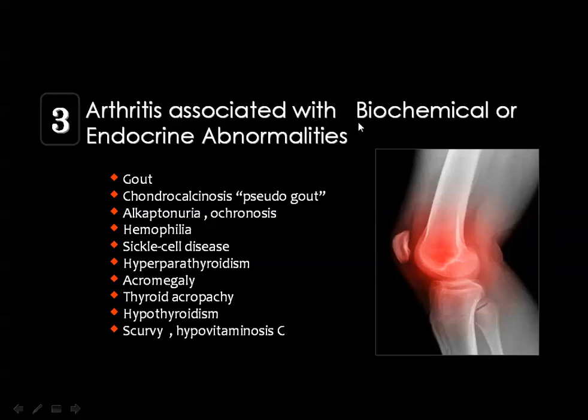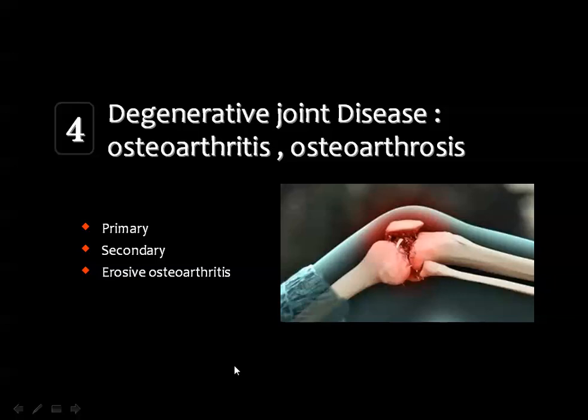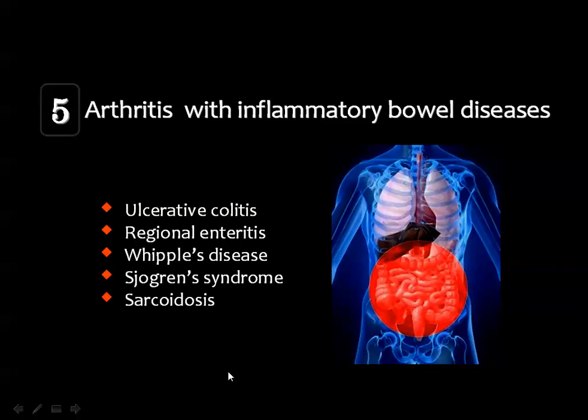Arthritis associated with biochemical and endocrinal abnormalities include gout and pseudo-gout, alkaptonuria, hemophilia, sickle cell disease, hyperparathyroidism, acromegaly, thyroid acropathy, hypothyroidism, scurvy, and hypovitaminosis C. Degenerative joint disease will include primary and secondary osteoarthritis as well as erosive osteoarthritis. Arthritis related to inflammatory bowel diseases such as ulcerative colitis, regional enteritis or Crohn's disease, Whipple's disease, Sjögren, and sarcoid.